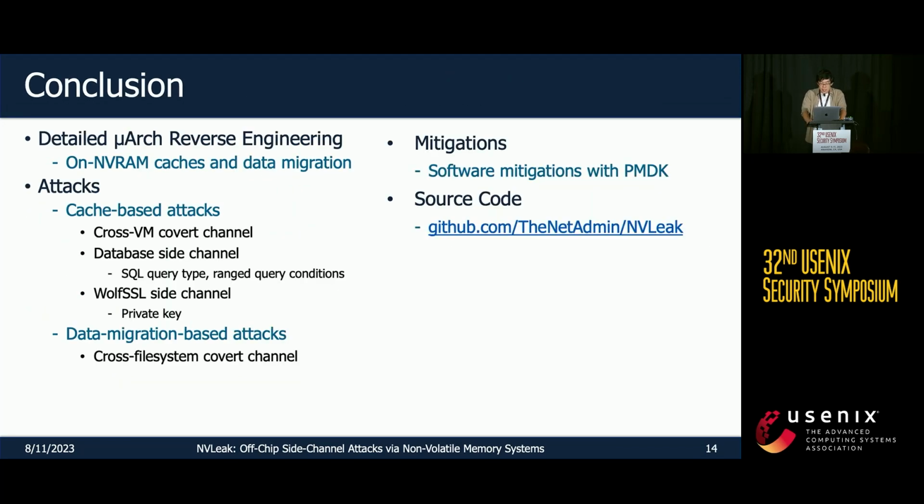So in conclusion, in this project, we demonstrated a detailed microarchitecture reverse engineering of commercial non-volatile memory products and discovered the on-DIMM microarchitecture, including NVCache and data migration mechanisms. Based on these architectural components, we performed a few attacks, including a cross-virtual machine covert channel, a database side channel that leaks the type of SQL code being executed and also the conditions on the range query, which can lead to full database leakage. We also demonstrated a WolfSSL side channel, which leaks the private key, and a cross-file system covert channel using the data migration mechanism.